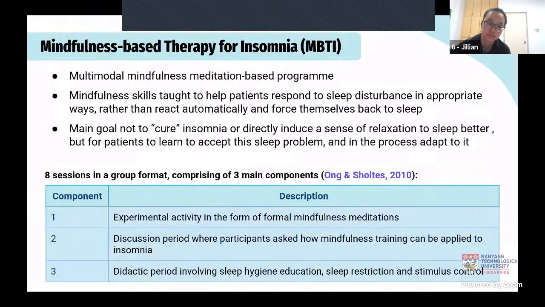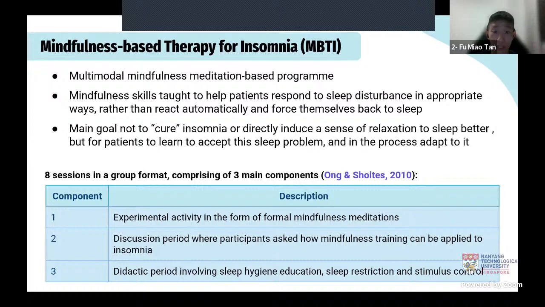Hence, beyond the current treatments of elderly insomnia, our group wanted to focus on a relatively new treatment called mindfulness-based therapy for insomnia, or MBTI. MBTI, like CBT, is a multimodal non-pharmacological-based program. The difference between the two is that cognitive components are replaced by mindfulness meditation and education in MBTI.